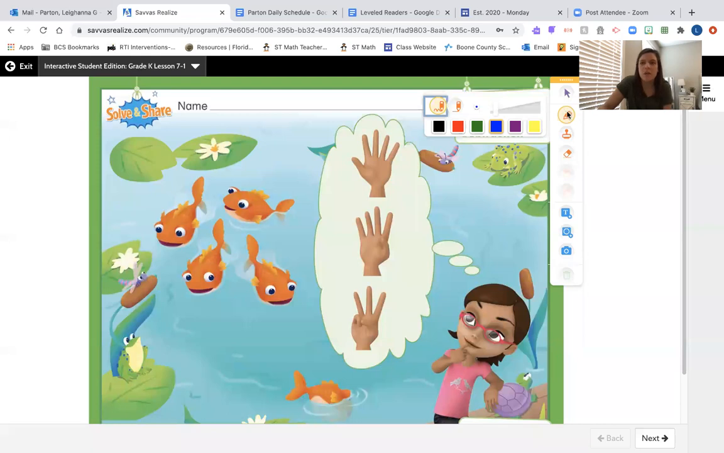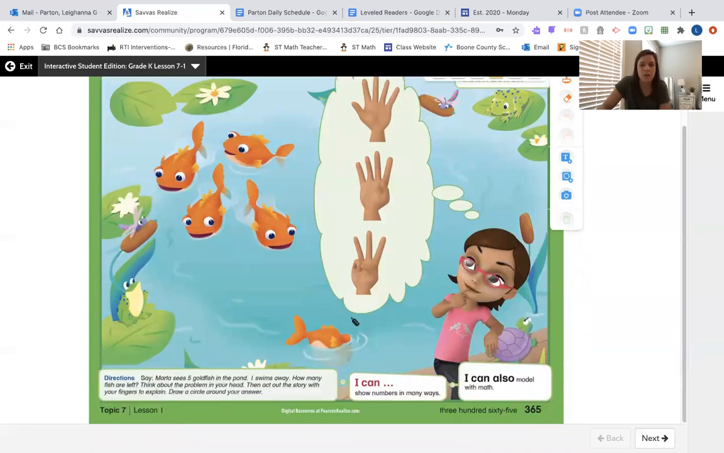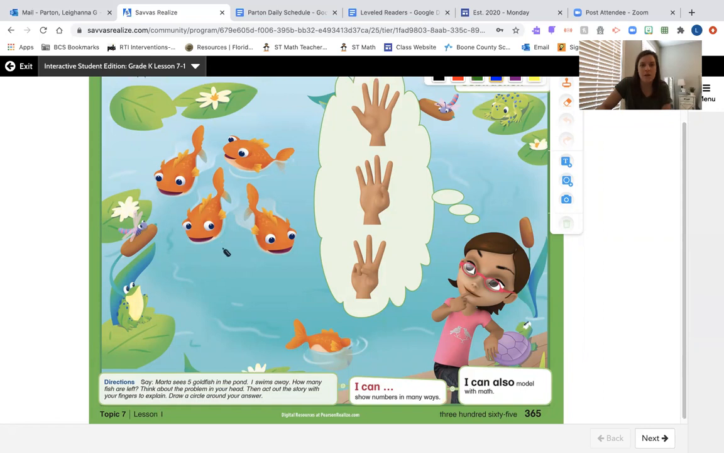Okay, so let's take a look at our solve and share on page 365. Our directions tell us that Marta sees 5 goldfish in the pond. So let's count and mark out just to make sure. We have 1, 2, 3, 4, 5. But one of the fish swims away. You can see the fish diving into the water. So let's make an X on that fish to show it's going away.